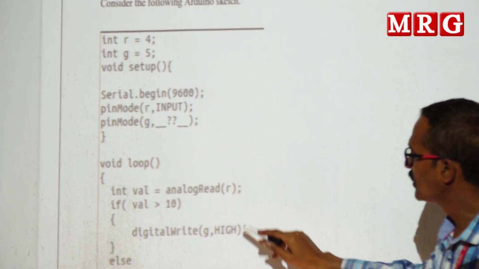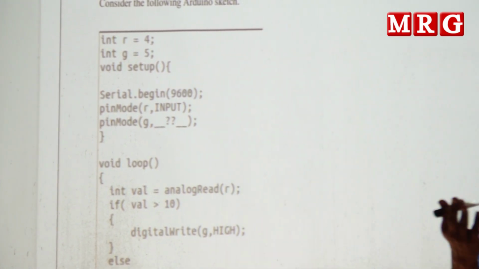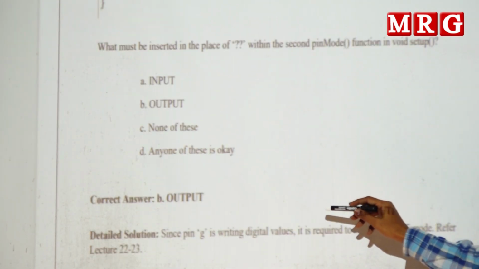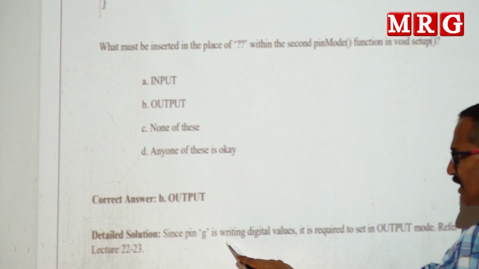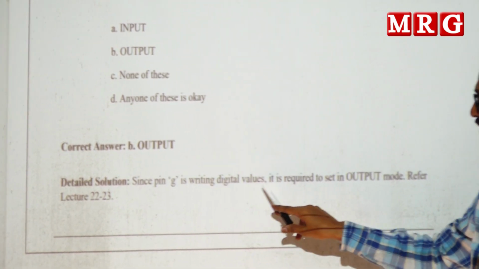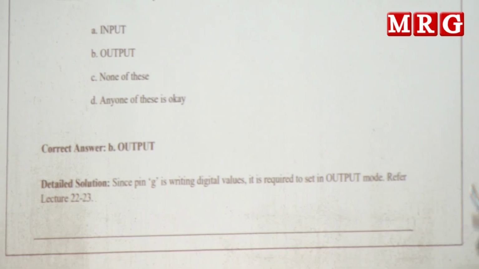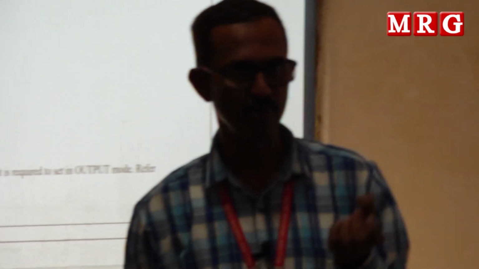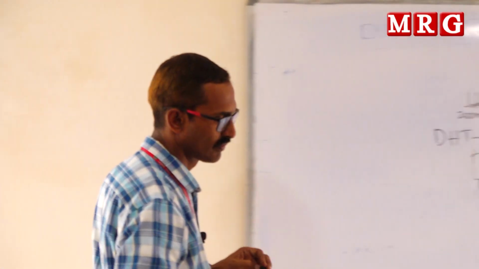Pin mode. Because this is a write, it is output. Input is when you collect sensor data; we output it. So output is the answer. Since pin G is writing digital, it is required to set output mode. We are writing, so it is output. If you are taking input, you are reading; if writing, output. Two modes are there, input and output, and read and write also, two options. Next.